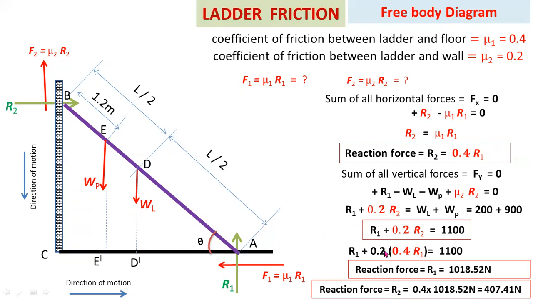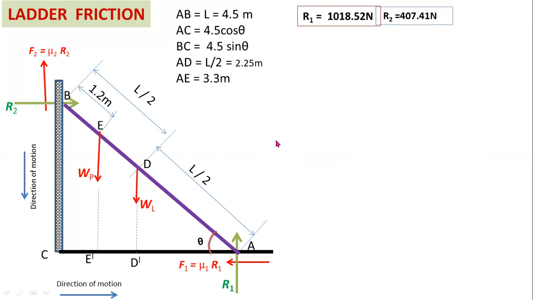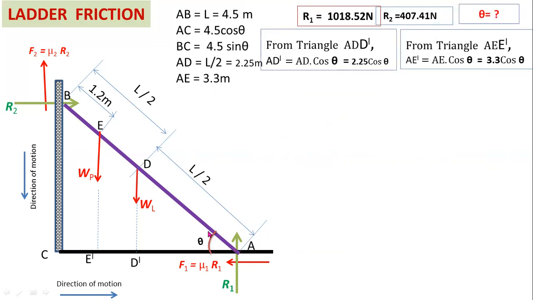Now after that you have to determine the value of angle of inclination theta. You have to consider moment of forces. From triangle A E E dash and A D D dash, you have to determine horizontal distances.